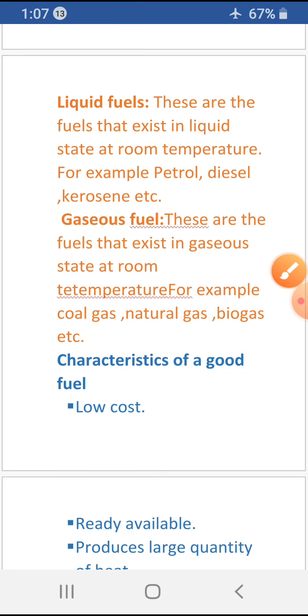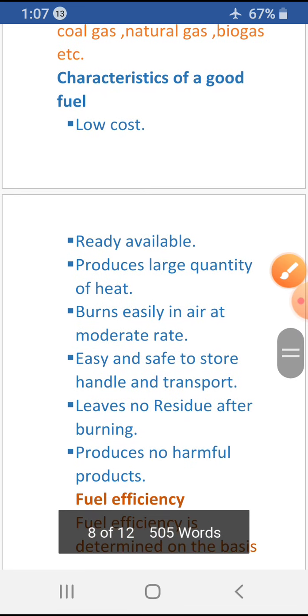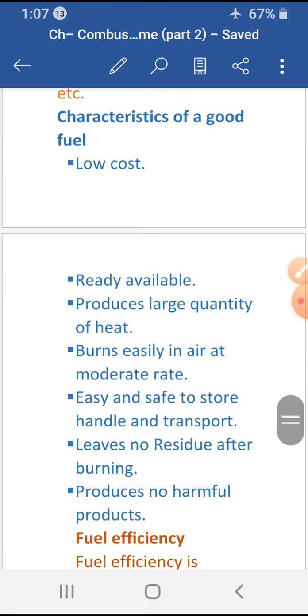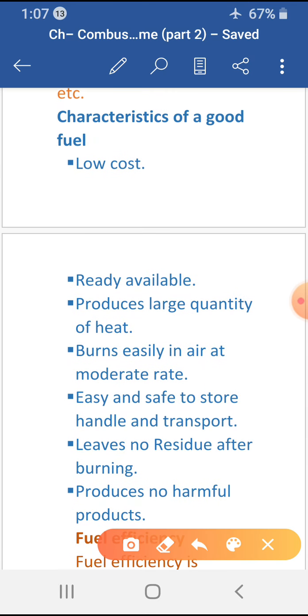Next, we are continuing with the topic characteristics of a good fuel. How can we check whether any fuel is good or not? Here are a few characteristics that help us to check whether a fuel is good or ideal. First, it should be of low cost.